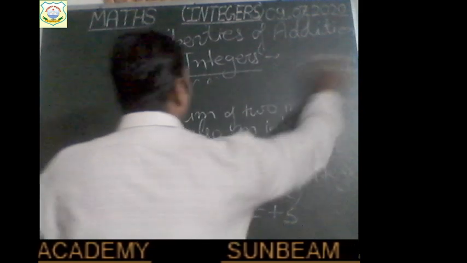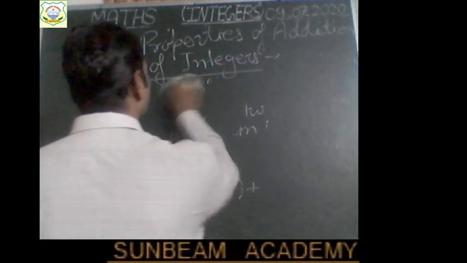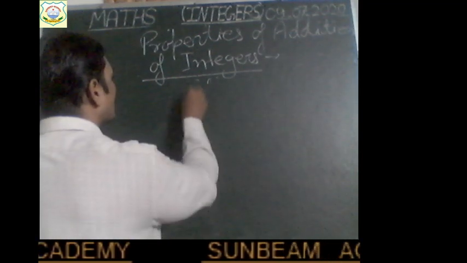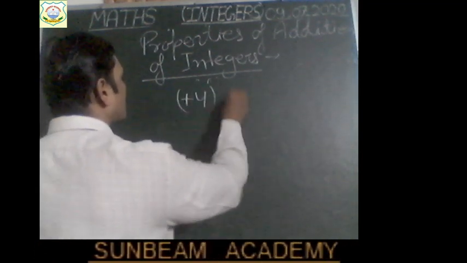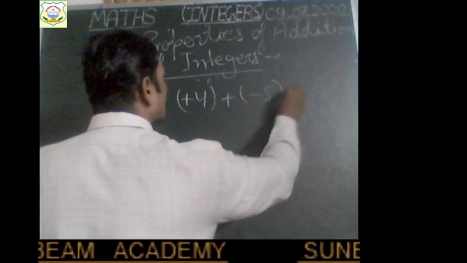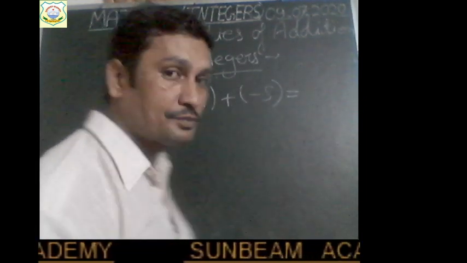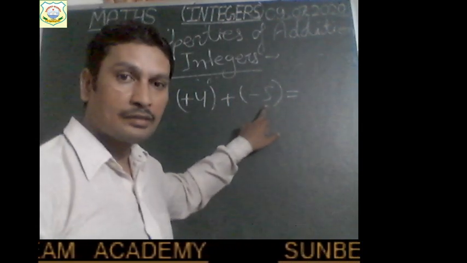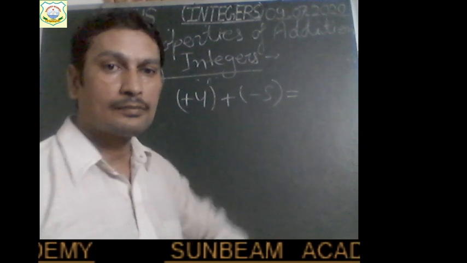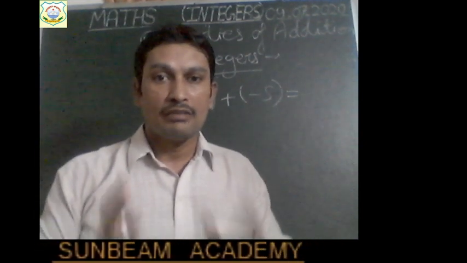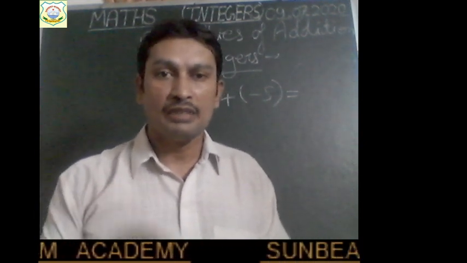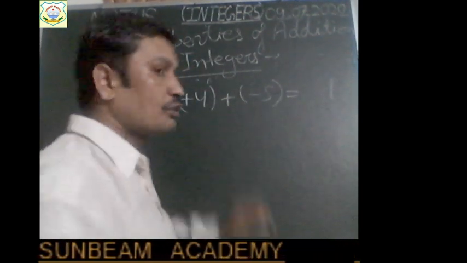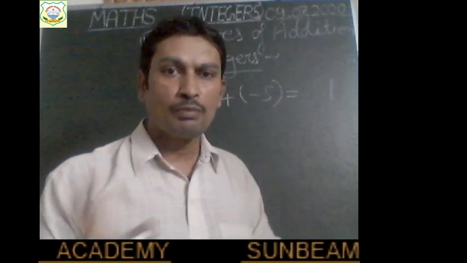Let us take another example. Plus 4 plus minus 5. If we are adding these two integers, what do we get? Now these two integers are having opposite signs, right? So we will, what, children? We will add or subtract? We will subtract. In case of opposite signs, we will subtract. So 5 minus 4 will give 1. But what sign will we put? Will it be positive or negative?